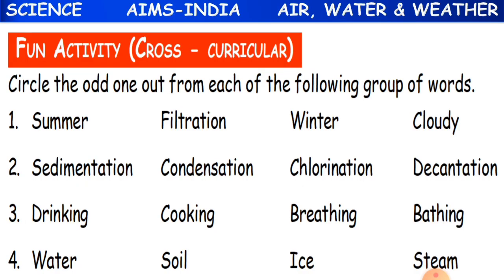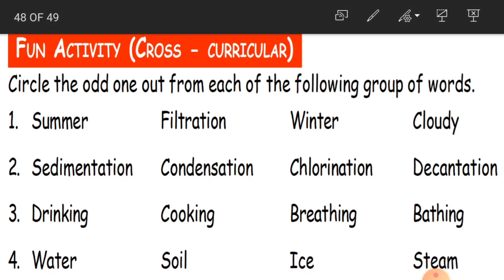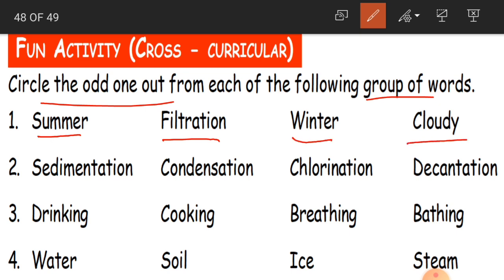Okay, children, clear? Now again there is an activity for you where you have to circle the odd one out from each of the following groups of words. Here you have 4 words in one row. In the first row you have 4 words. One is the odd one, in the sense that it is not connected with the 3 other words. We have to find it. Now we'll go with the first one. Summer, filtration, winter and cloudy. Which is the odd one here?